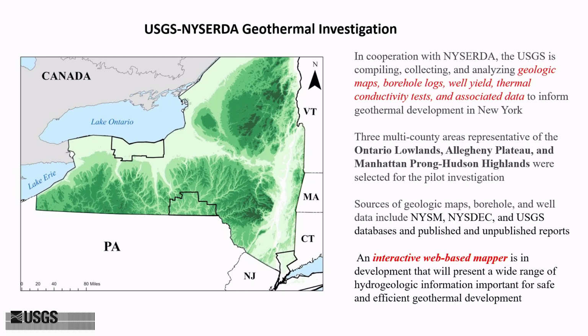We've selected 3 multi-county areas representative of the Ontario lowlands, Allegheny Plateau, and the Manhattan Prong Hudson Highlands. Our sources of information of geologic maps, borehole, and well data include the New York State Museum, New York State DEC, and USGS databases, and published and unpublished reports. We have an interactive web-based mapper in development that will present the wide range of hydrogeologic information that we're collecting.